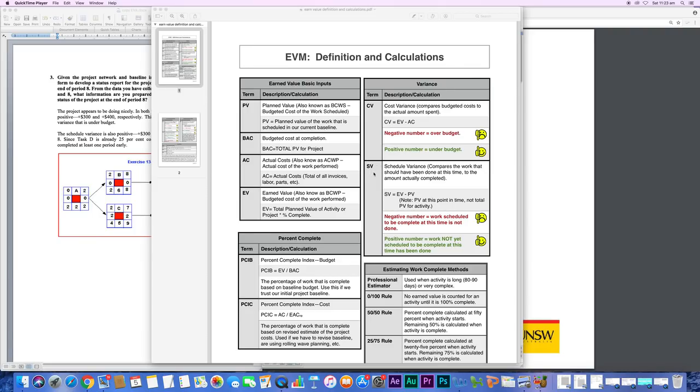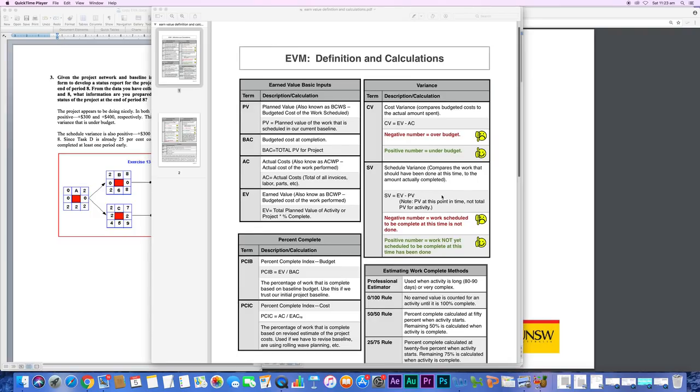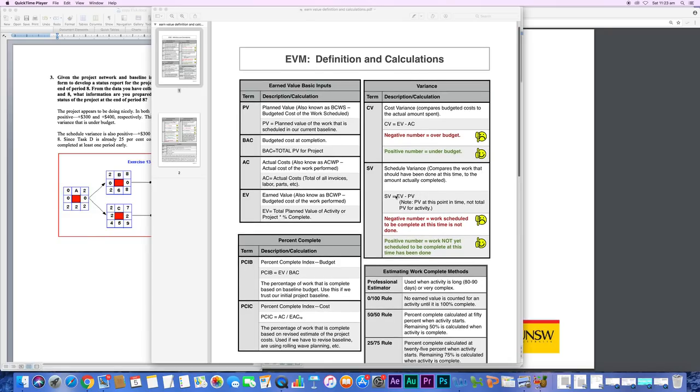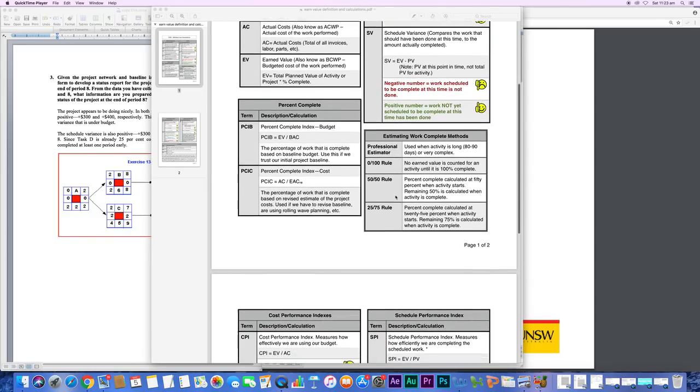And then another similar variance is the schedule variance. So that compares the work that should have been done at this time to the amount actually completed. So we compare earned value, how much we earned thus far, and how much we planned to earn at that point of time. Because remember, planned value happens over time. It's scheduled over time. So we have to look for the exact moment to compare the two. Again, if you don't understand, we'll go through problems.